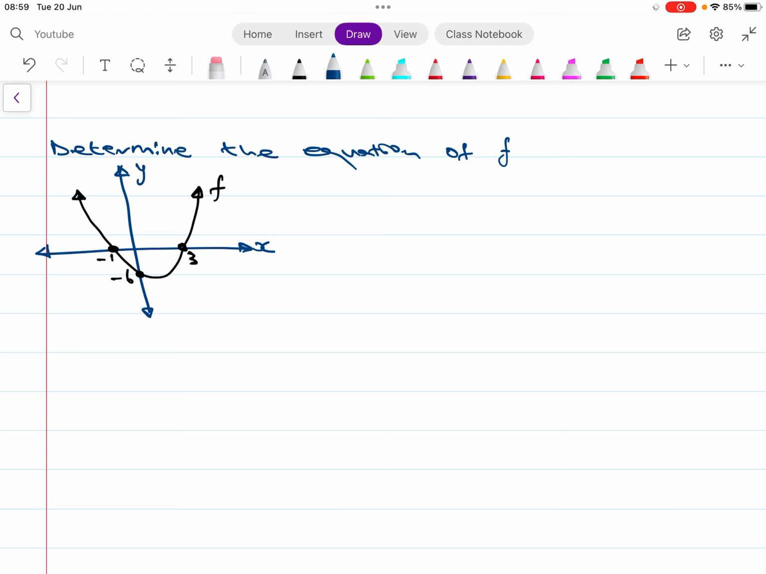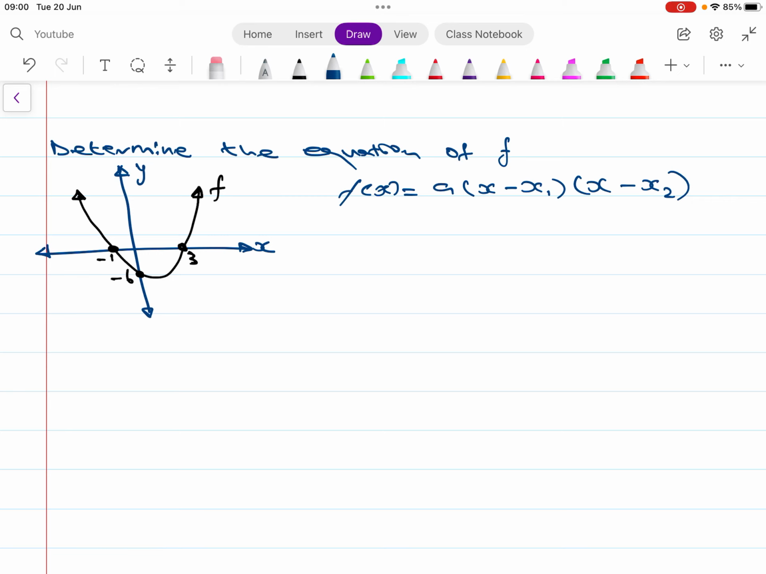In this video, we are looking at how one can go about determining the equation of a parabolic or quadratic function if they are given the x-intercepts as well as one other point which happens to be on the graph as well. So we have the general equation, which is f of x equal to a into x minus x1 and x minus x2, where x1 and x2 are the x-intercepts.